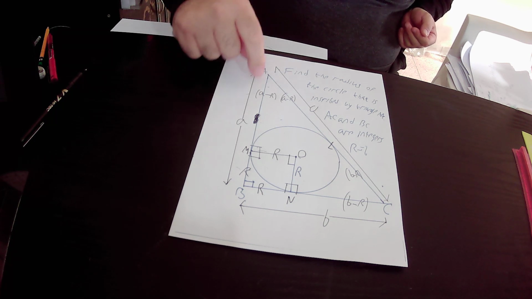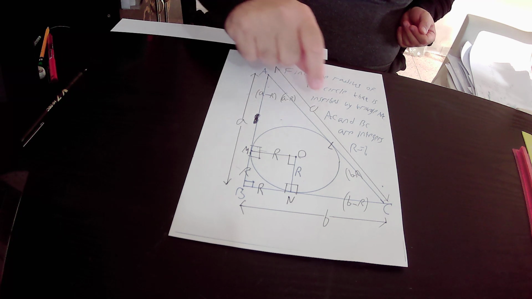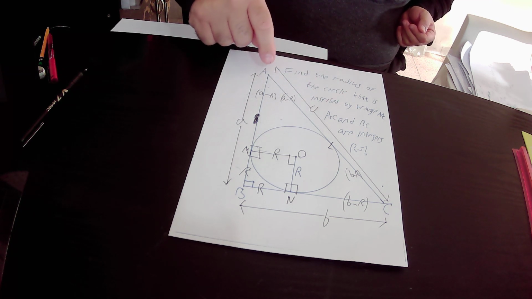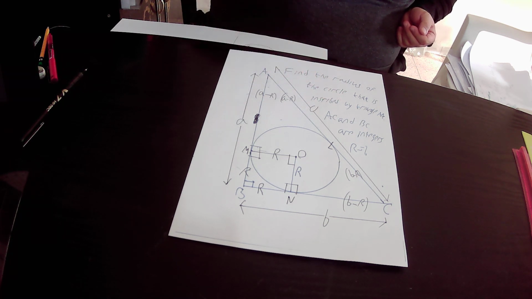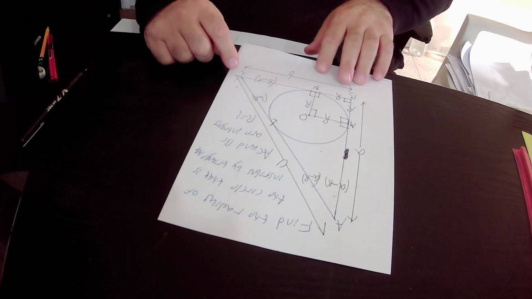But we have already found out that AM equals A minus R, and it also equals AL, according to rule number 2. Therefore, AL will also be equal to A minus R. Then we focus on the common external point C.